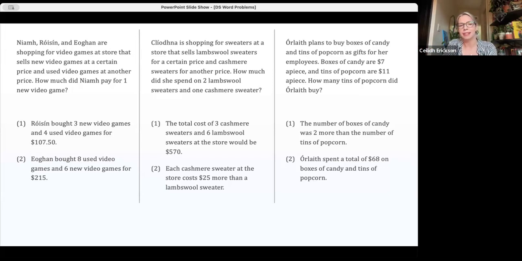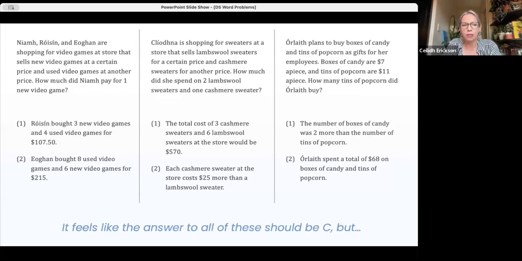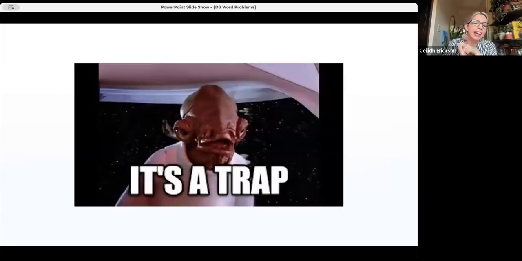Let's look at what's going on here. It really feels like the answer to all of these should be C, right? In each of them, we've got two unknowns, new and used games, lambswool and cashmere, candy and popcorn, and then we have two statements for each. It feels like they all should be C. But it's a trap. None of them were C. So I want us to look at why.